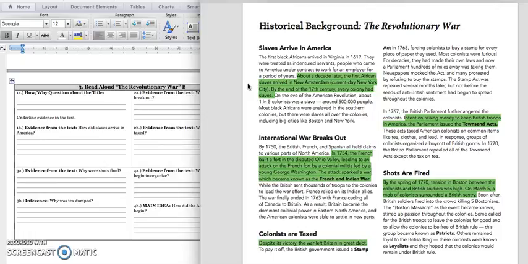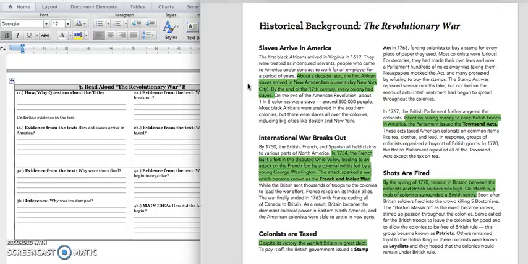By the end of the 17th century, every colony had slaves. On the eve of the American Revolution, about 1 in 5 colonists was a slave. Around 500,000 people, most black Africans, were enslaved in the southern colonies. But there were slaves all over the colonies, including big cities like Boston and New York.